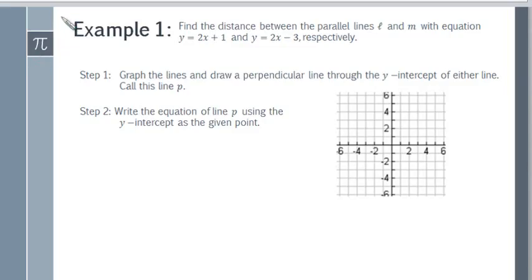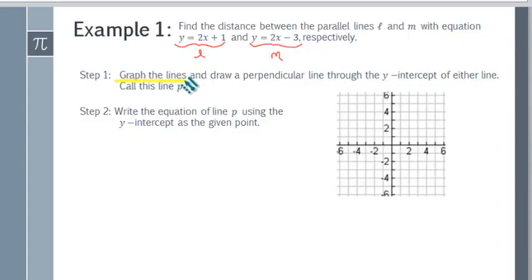In this example, we're going to find the distance between parallel lines L and M with the equations y equals 2x plus 1 and y equals 2x minus 3, respectively. This tells me that line L is here, and this equation represents line M. Okay, so if we're going to find the distance between two parallel lines, we're going to have to use a perpendicular segment between the two lines and find the length of that segment.